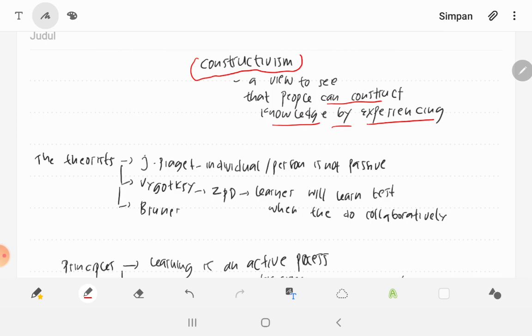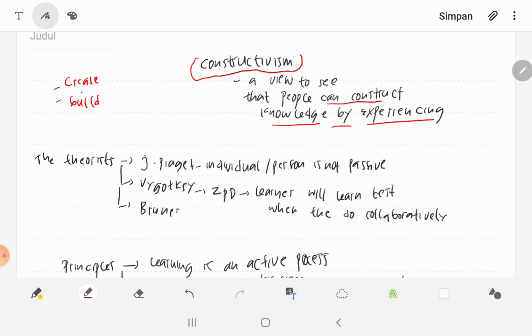What does experiencing mean? Experiencing is about actively engaging the student in the learning activity. So we include the learner to follow the instructions and to join the activity that we conduct in the classroom. The meaning of constructivism actually derives from two words. The first is create, and the second is build.